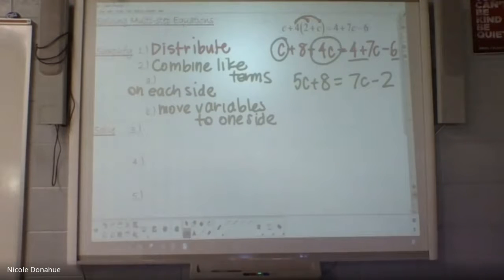So what variable do you guys want to move? 5C. I would like to move the 5C as well, because that's the smaller of the two.